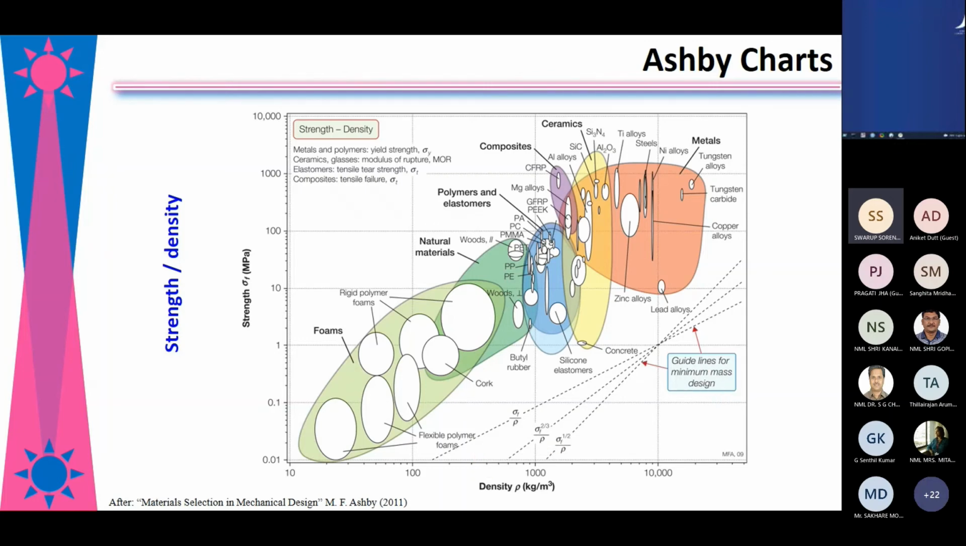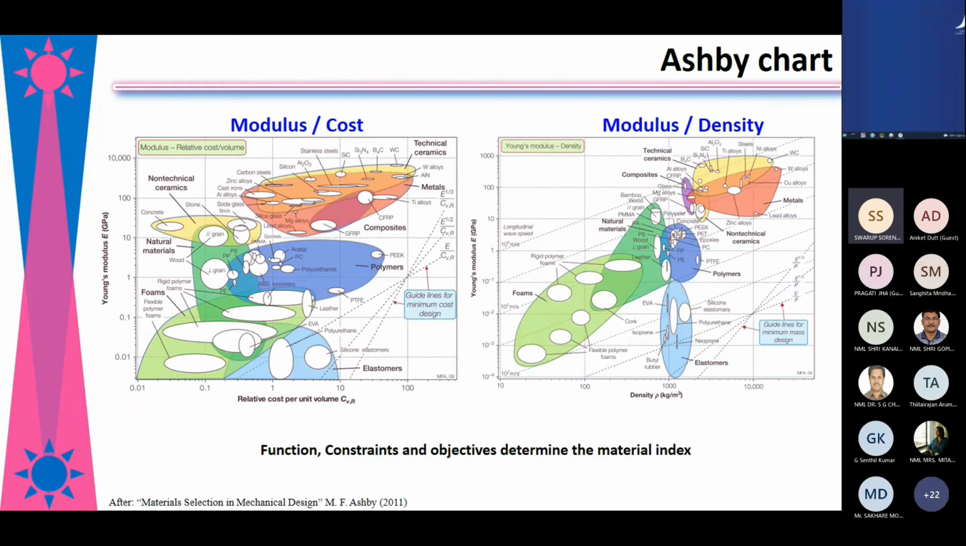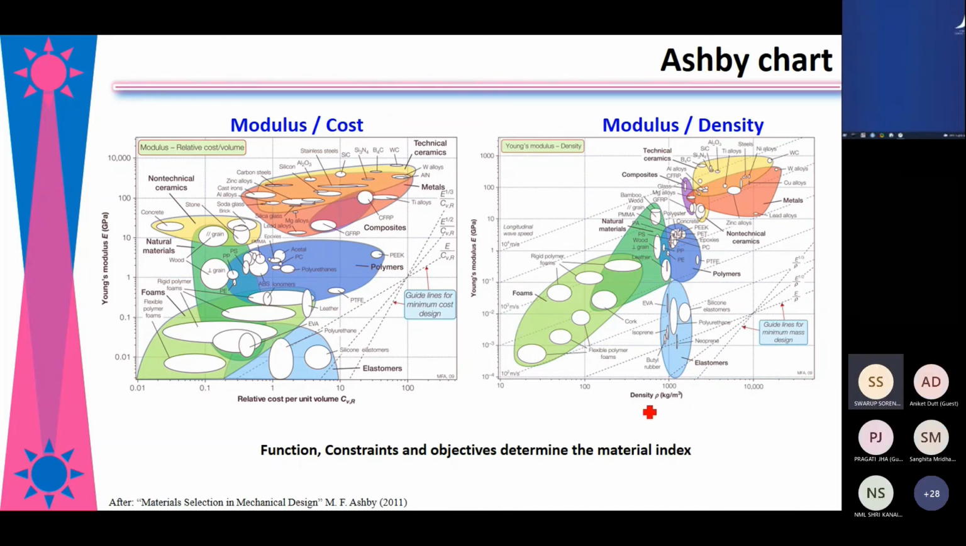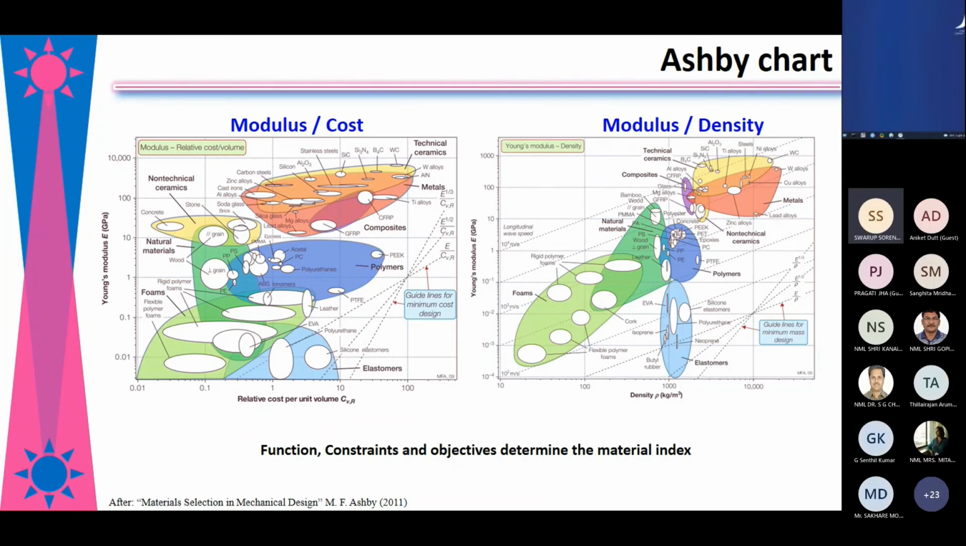Similarly, you have Young's modulus, relative cost per unit volume of the material. For that, you have a chart. For Young's modulus and density, you have a chart. So if you go to the book, you will find that a large number of such charts are available. And these charts have already been transferred to software and material selectors. And the principles that I am going to talk about are basically used to select the material.